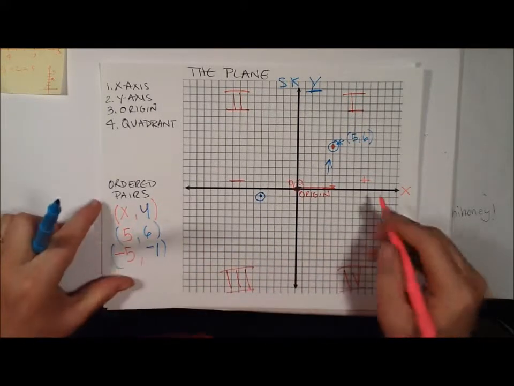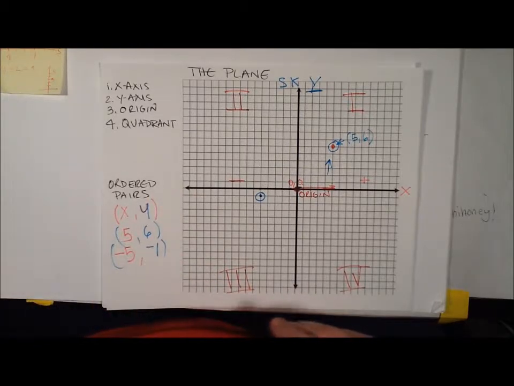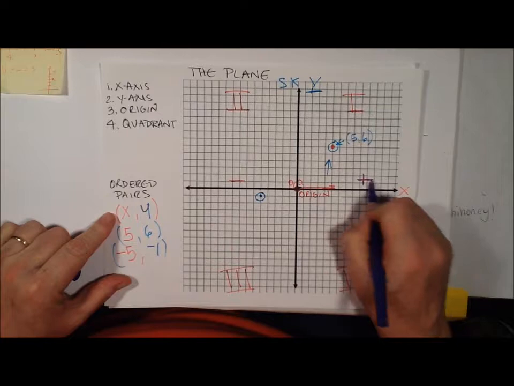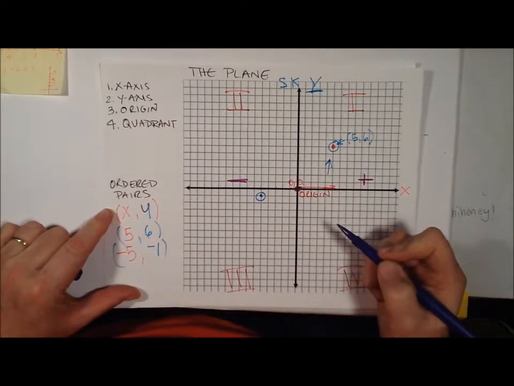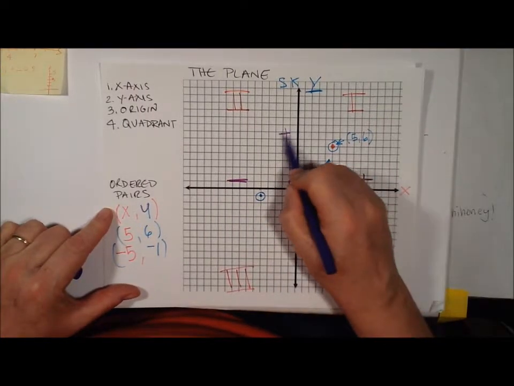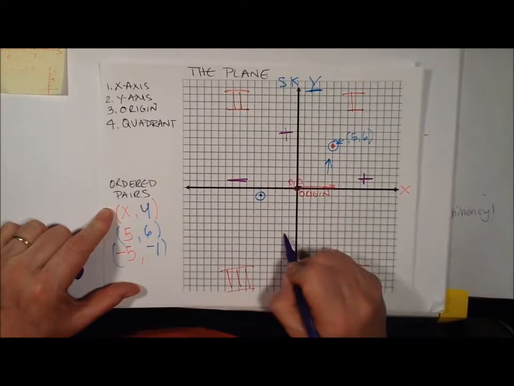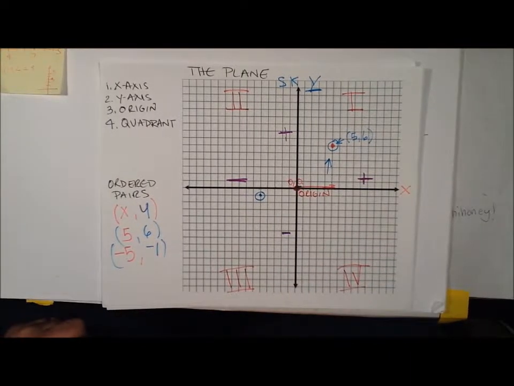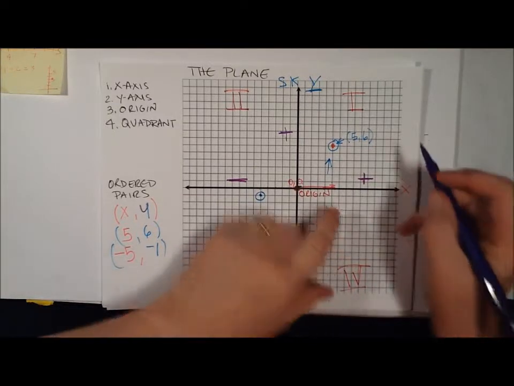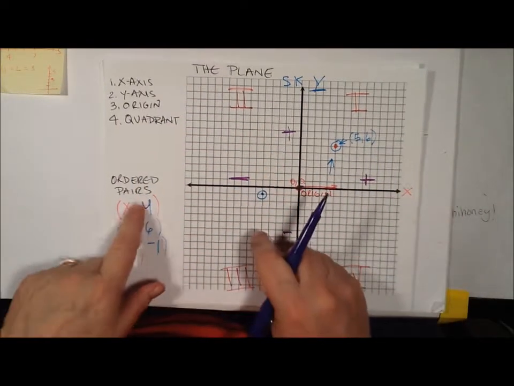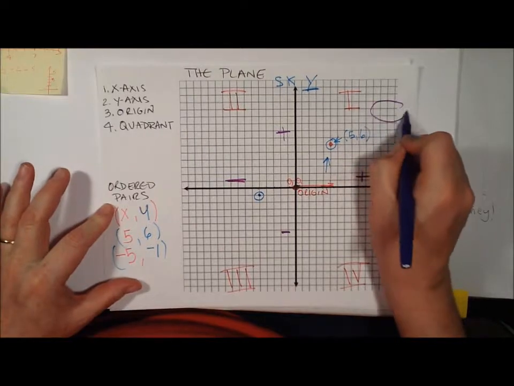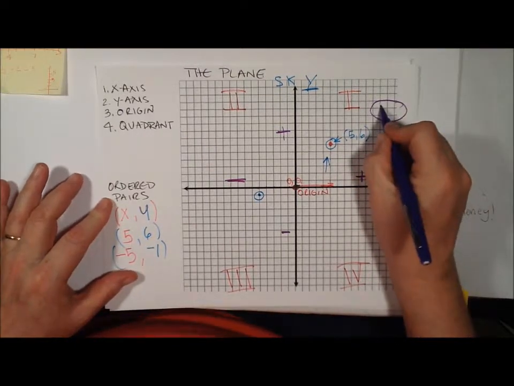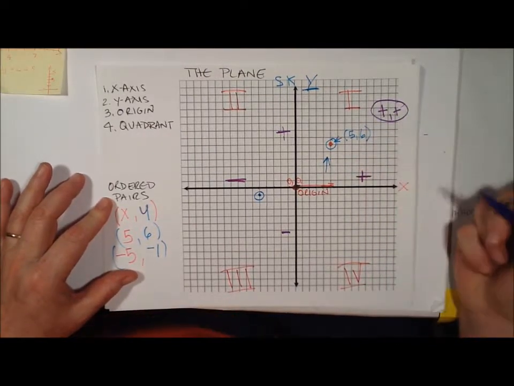Now, the other thing to remember here, I have to get a completely different color since this is so significant. If these are all positive and these are all negative, these are all positive and these are all negative. So what that tells you, and this is kind of important, is that any ordered pair that's in this quadrant, quadrant number 1, will be positive, positive.